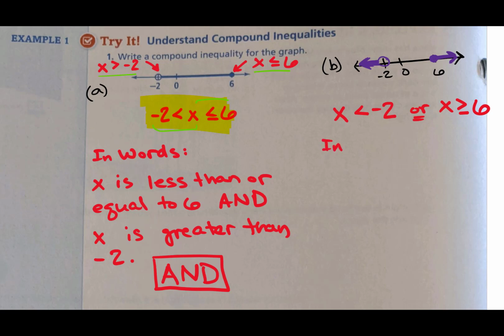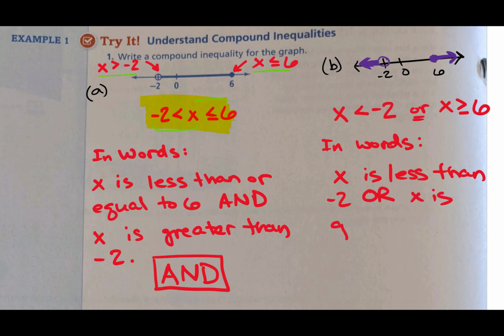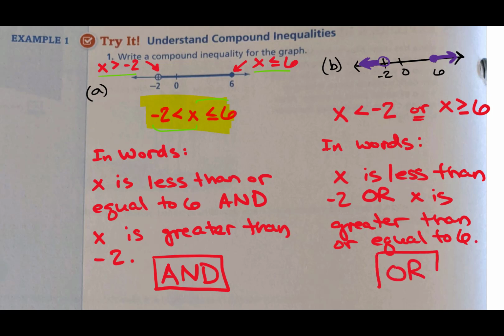And so in words, we can say x is less than -2, I should emphasize, or x is greater than or equal to 6. So this is an example of an or statement for our compound inequalities. One last little side note before we move on. Off to the side, just a little quick note.